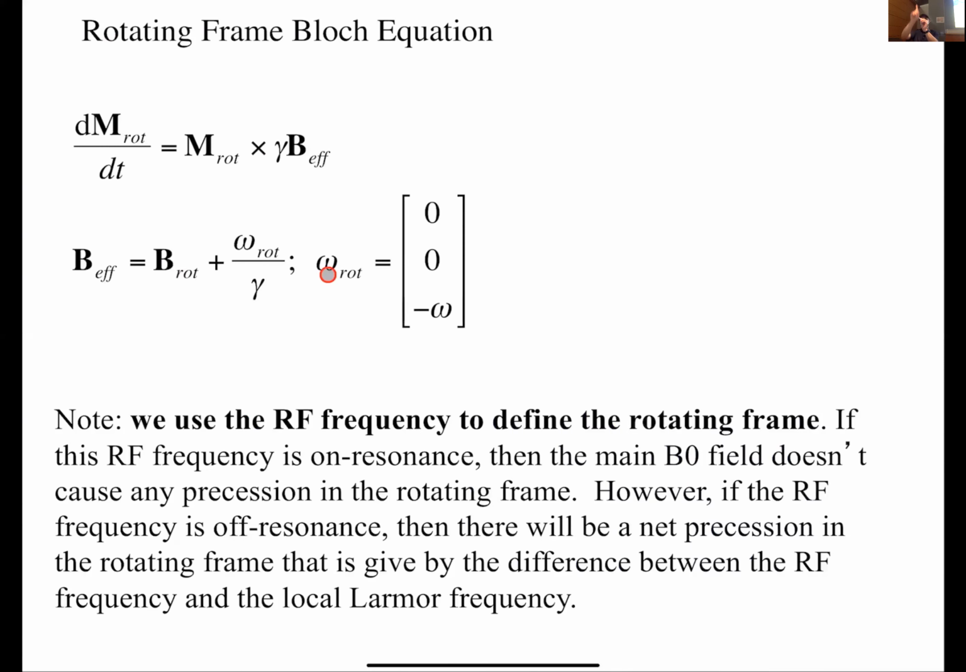then this B naught field, we can ignore it, because things are not going to precess around this anymore. They're going to precess only around this rotating field. So they're just going to go like that. And that's the key. When you're on resonance, that B0 field almost disappears. It's like when you're on a merry-go-round: once you hop onto it, it's as if there's nothing causing that rotation. You're in that frame of reference, so you don't see that rotation.